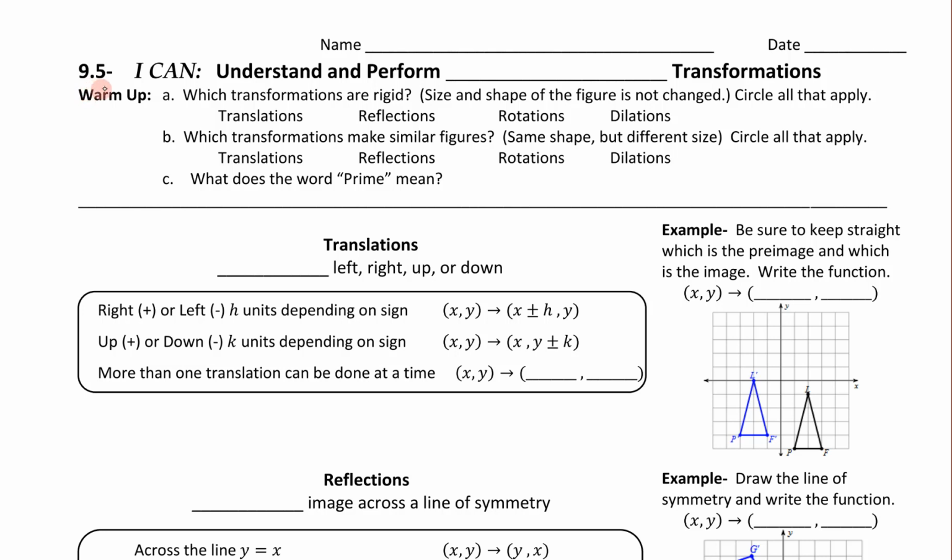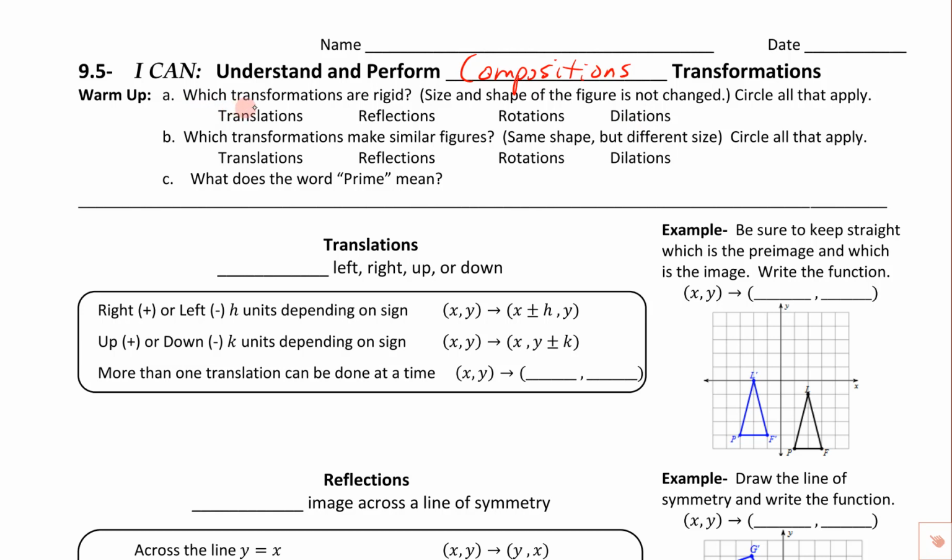So the I can statement for 9.5 is I can understand and perform compositions of transformations. So let's write the word compositions. Compositions of transformations. Let's remind ourselves of the four transformations that we worked with. We did translations, reflections, rotations, and dilations.